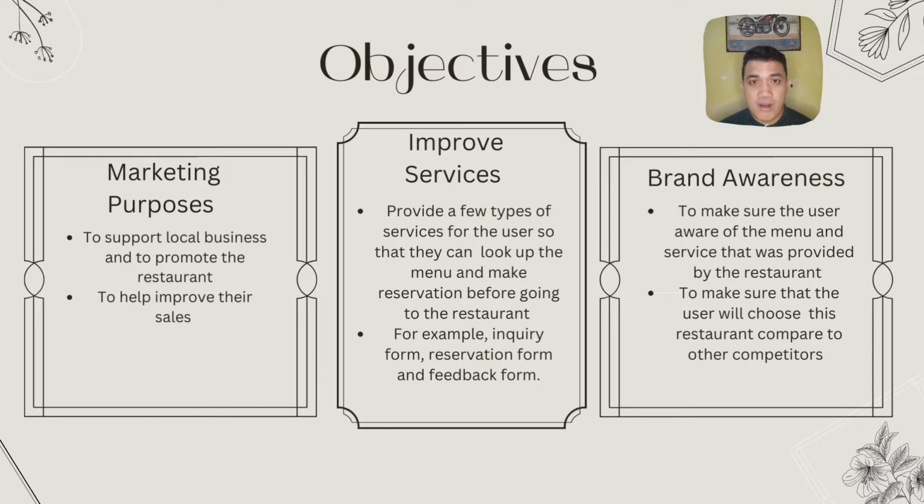Okay, we will start off with the objectives. There are three objectives that I have listed for this restaurant website development project: one is marketing purposes, two is improve services, and three is brand awareness. For the first one, marketing purposes, the reason is to support local business and to promote the restaurant so that more customers will know about the restaurant details and they will definitely try to visit it.